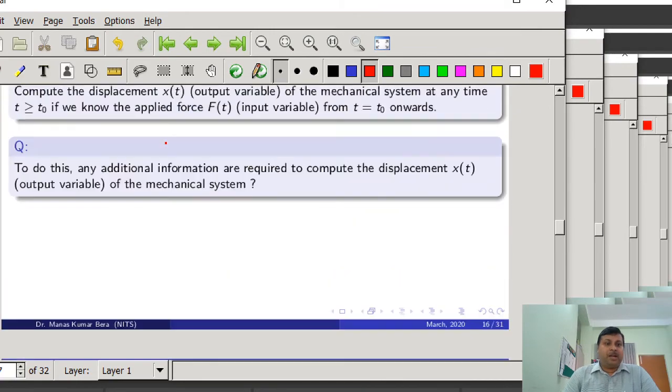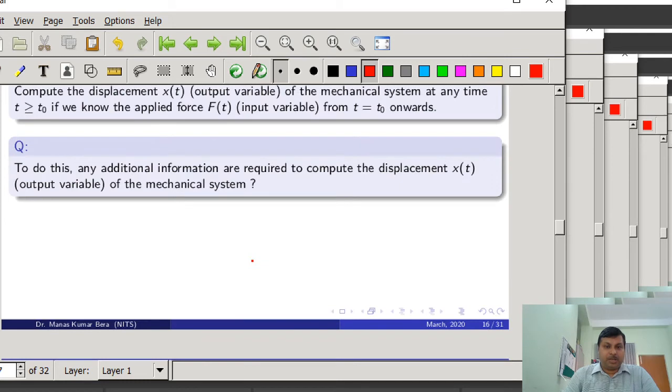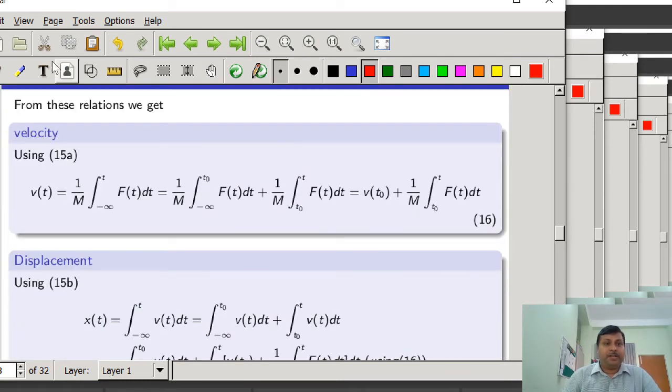What is that? Now we got the first relation 15a, that is dv(t)/dt is equal to 1/m into f(t). Now if I want to determine what will be the v(t), then v(t) will be the integration of the right hand side. So now you see v(t) is equal to 1/m integration from minus infinity to t of f(t) dt. That is very important to note down, that we have started doing the integration from minus infinity to t.